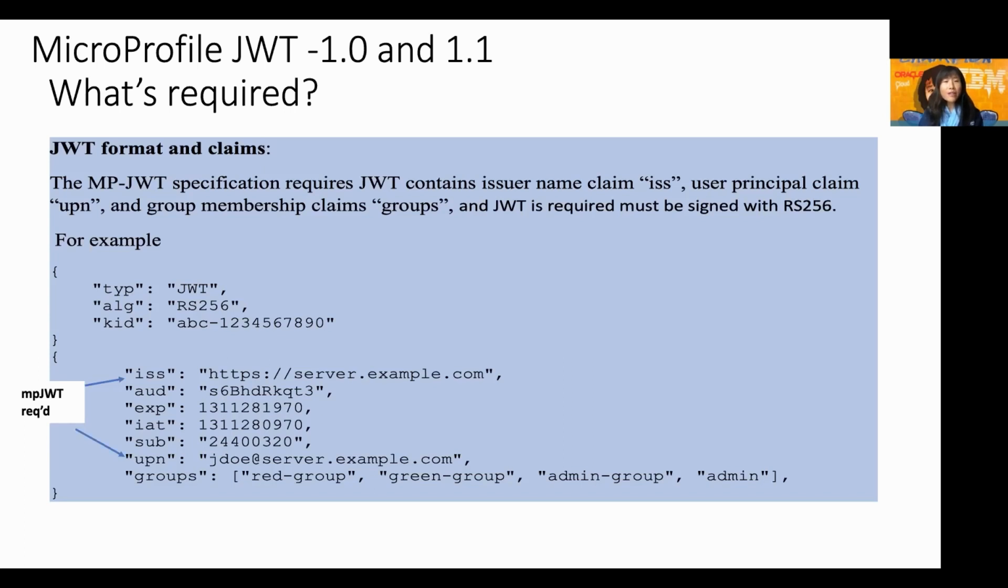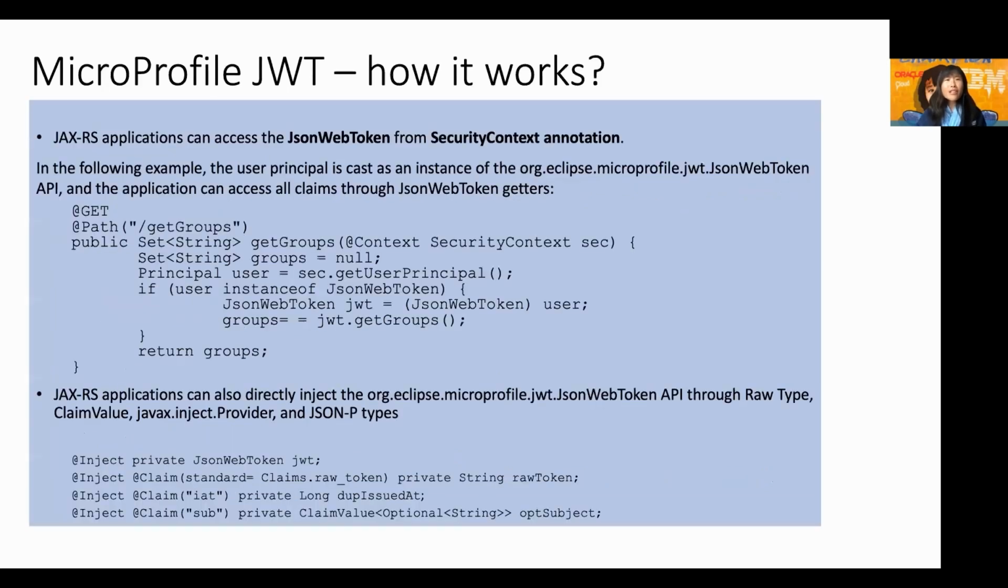And actually in the spec, we said issuer and upn are mandatory. We didn't say whether groups is mandatory or not. However, in 1.2, to be released later, we say groups actually is optional. So how does MicroProfile JWT work? For the creation of the JWT, I already mentioned it.